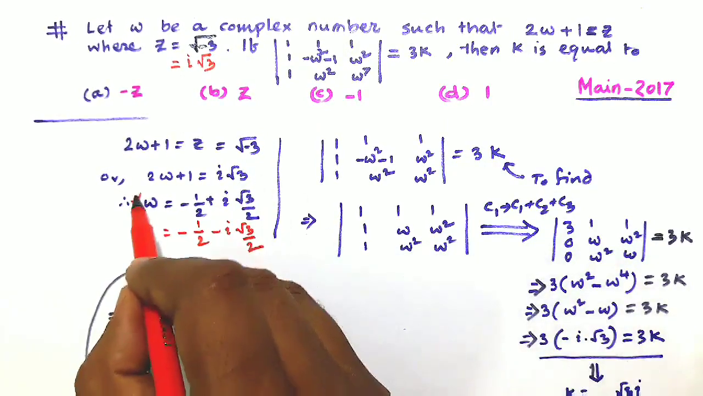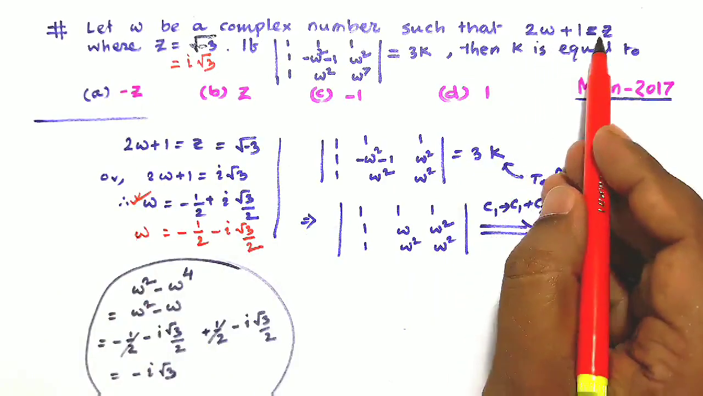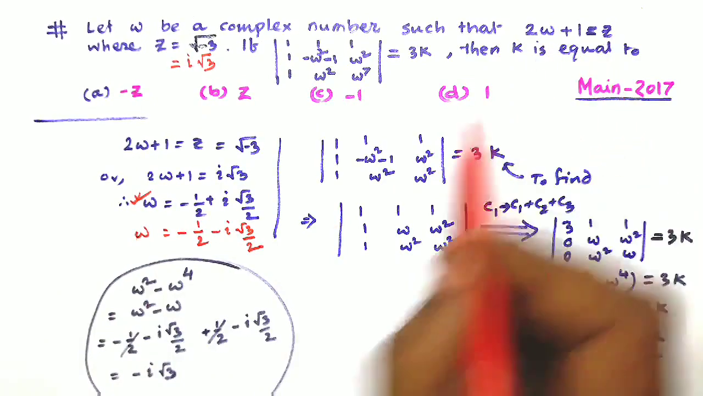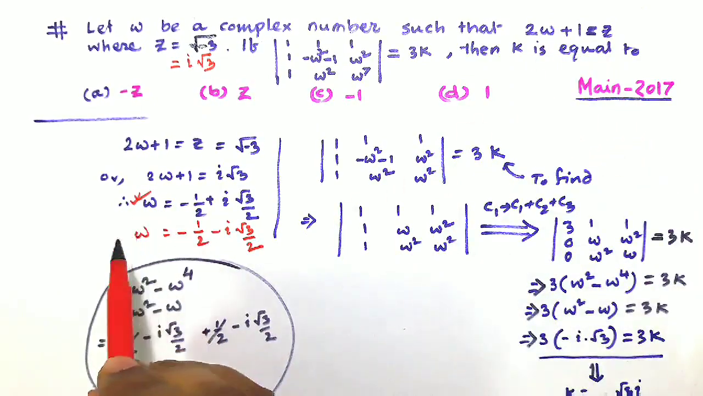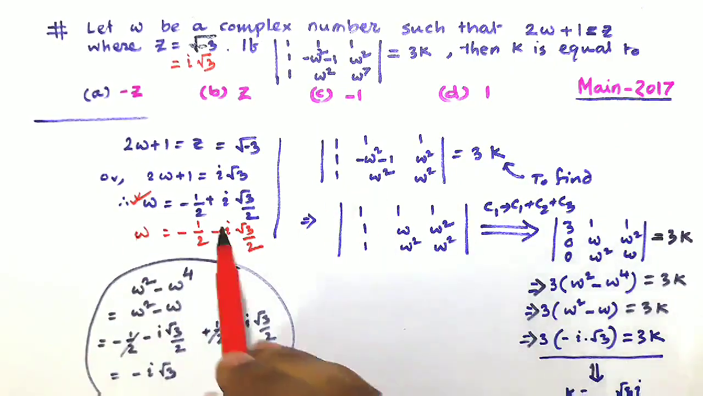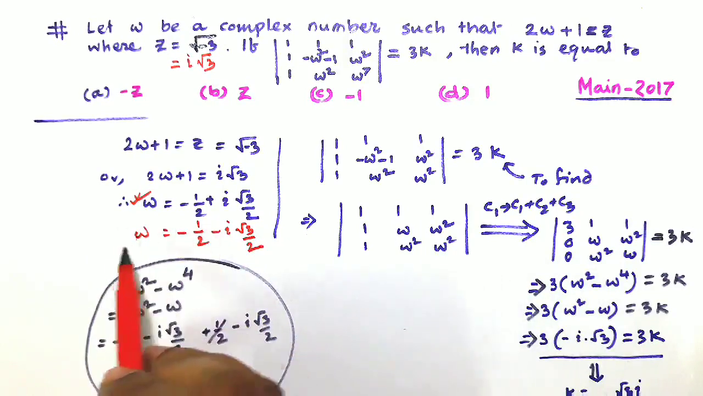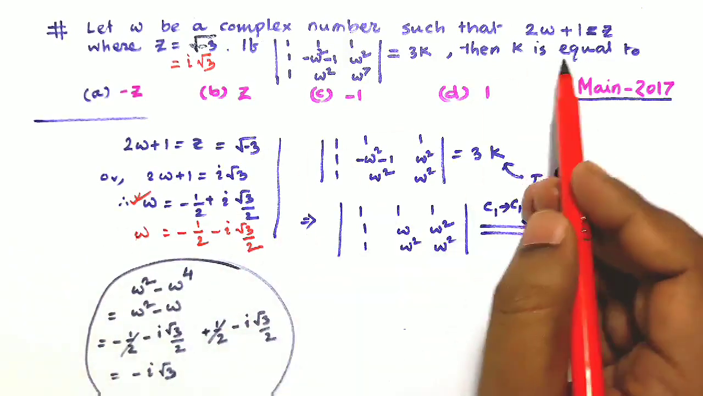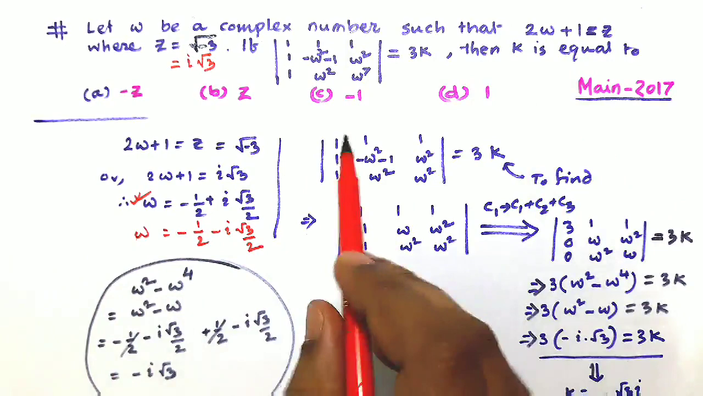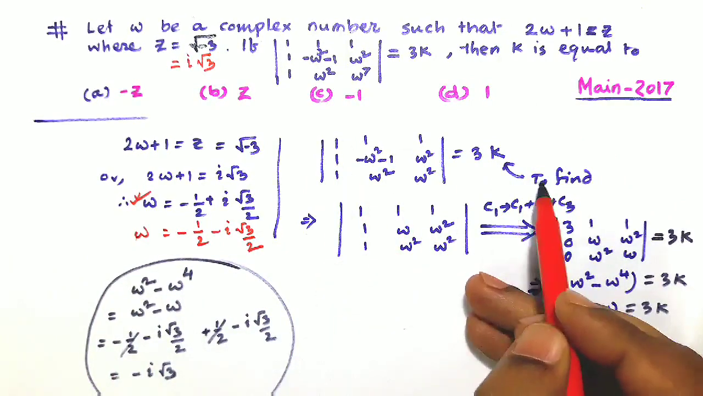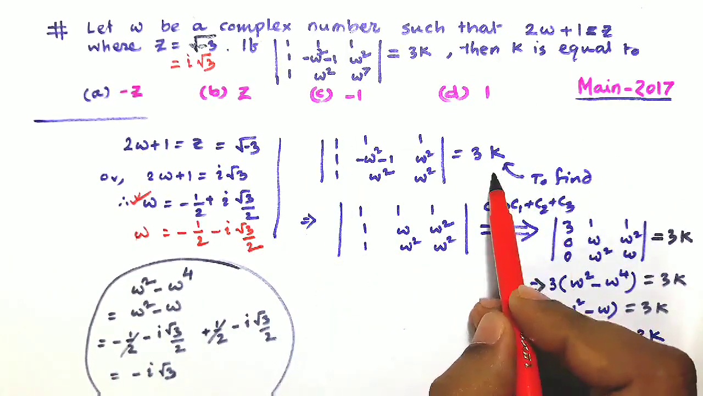Now at first sight you may not think that from 2W plus 1 is equal to Z, the cube root of unity may be got. But this is the fact that you are getting this one. This is an important step. Without this step you can't find the value of k. Now the determinant is given, this one. This is equal to 3k. Actually you have to find k.